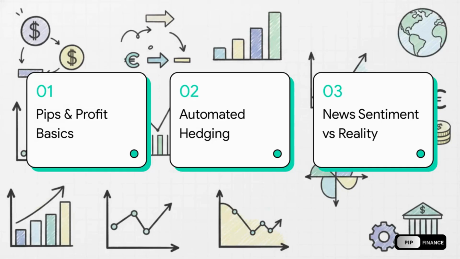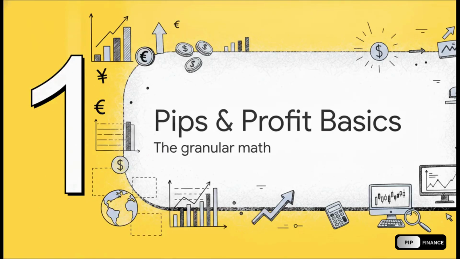Okay, here's our roadmap for the explainer today. First, pips and profit basics. Second, automated triangle hedging. And finally, news sentiment versus reality. Let's dive right into Section 1, pips and profit basics.